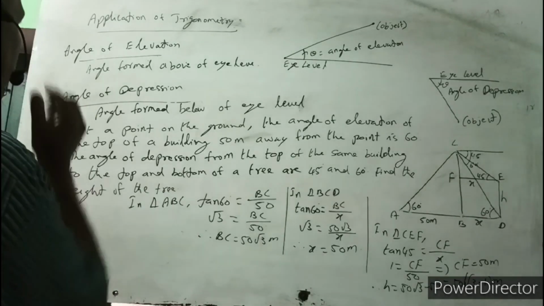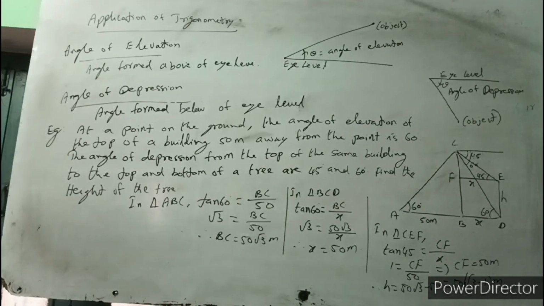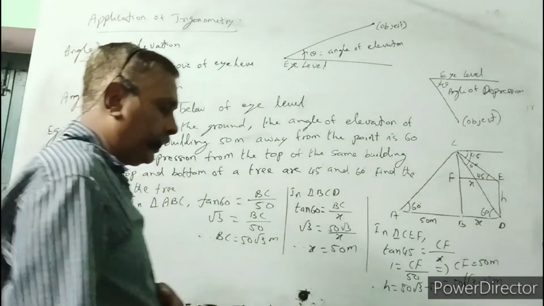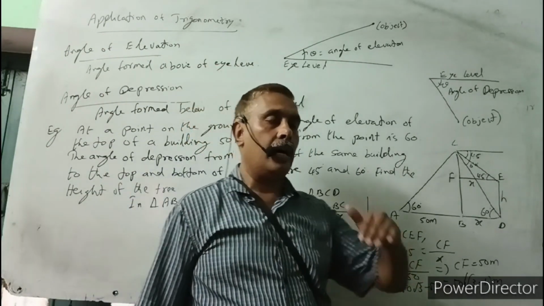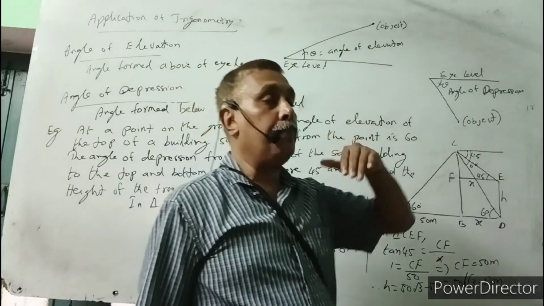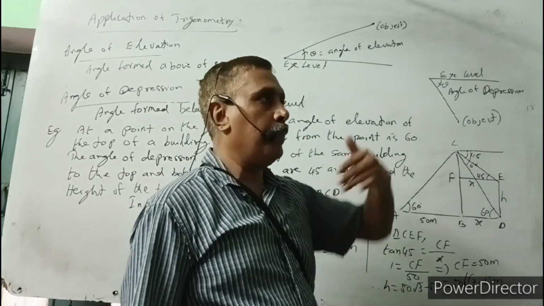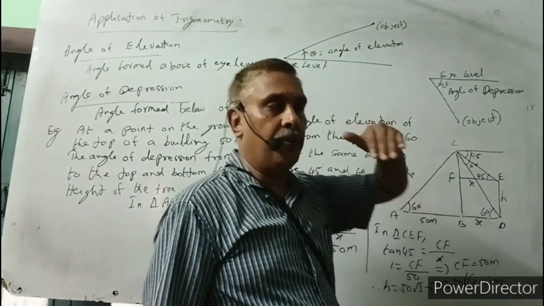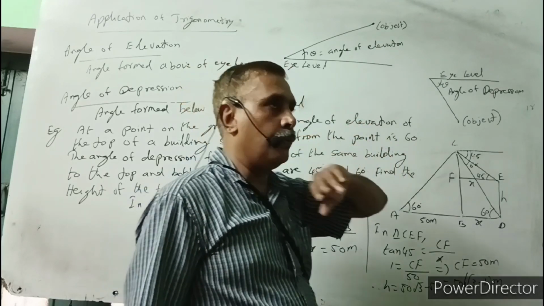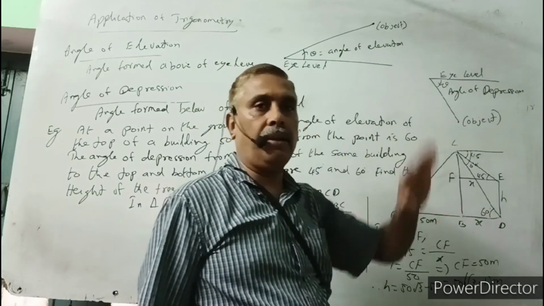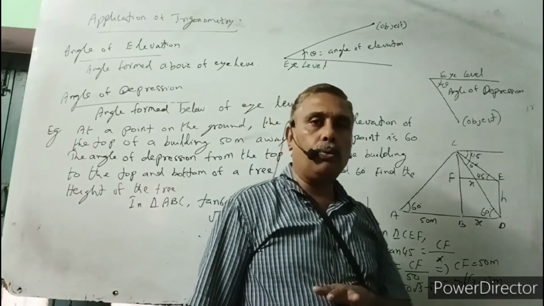So let us see the application of trigonometry. What is the main use of application of trigonometry? The use of trigonometry is to find the height of a big building or big tree, or if you want to find the height of a tower, or suppose you want to find out the height of an aeroplane flying from the ground.